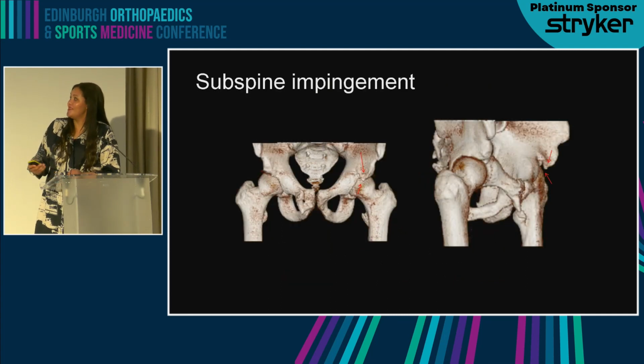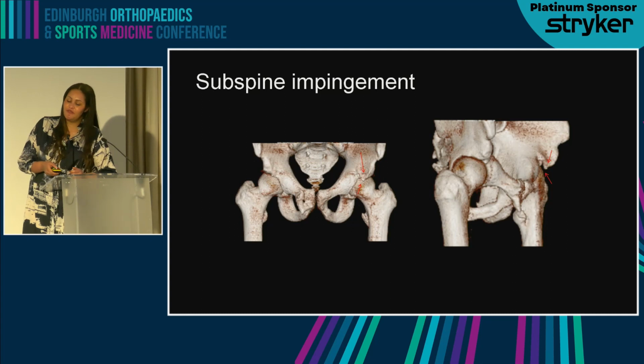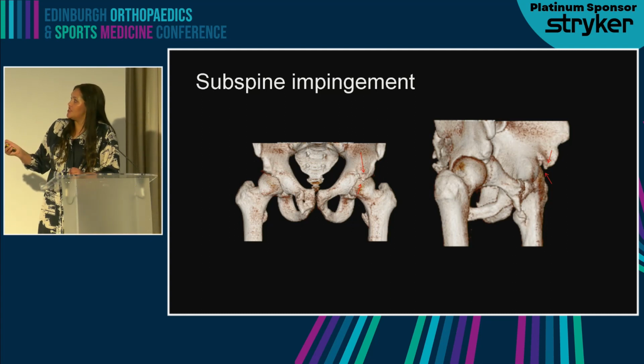Subspine impingement. So another example, again, this athlete had a previous avulsion injury at the anterior inferior iliac spine of their rectus femoris, and you can see that kind of bony remodeling and that protrusion in that area.